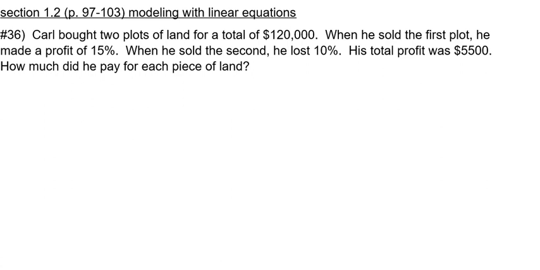This is problem number 36 from section 1.2, and we are modeling with linear equations. We like to call it story problems. So here's the problem. Carl bought 2 plots of land for a total of $120,000. When he sold the first plot, he made a profit of 15%. When he sold the second, he lost 10%. His total profit was $5,500. How much did he pay for each piece of land?